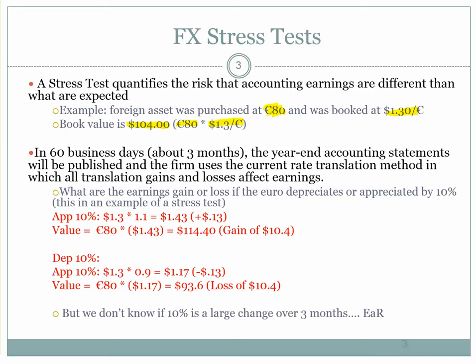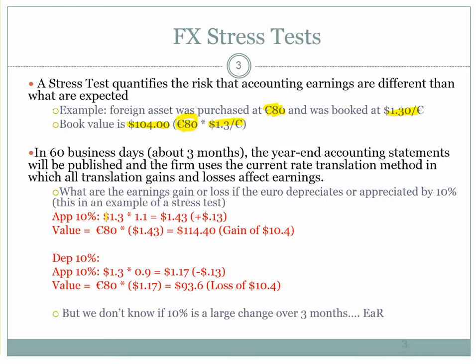In 60 business days, the year-end accounting statement will be published, and the firm uses the current rate translation method, in which all translation gains and losses affect earnings. So in other words, we're going to have to revalue this 80 euro asset at the new exchange rate. So the first thing we can do is a stress test. A popular one might be to just look at a plus or minus 10% appreciation or depreciation of the currency and see what the gain or loss would be.